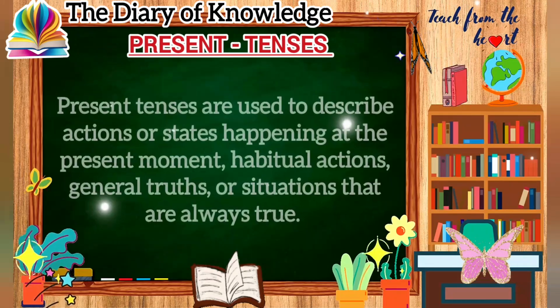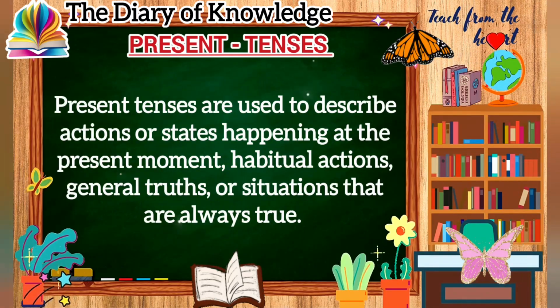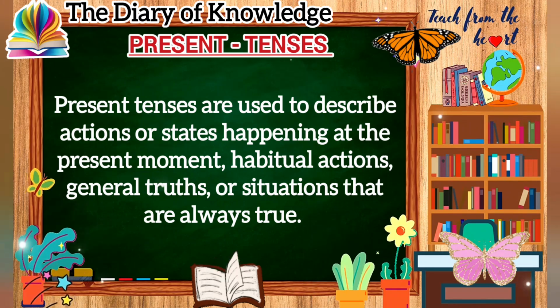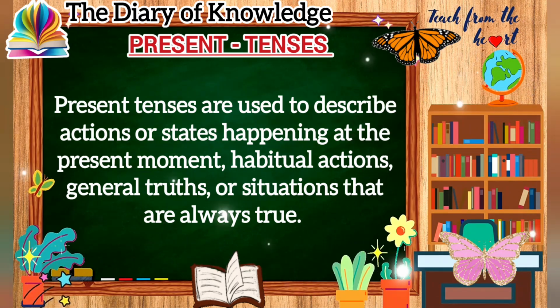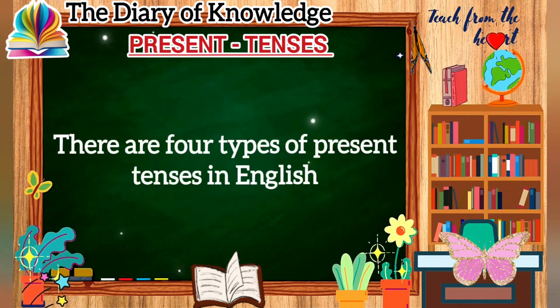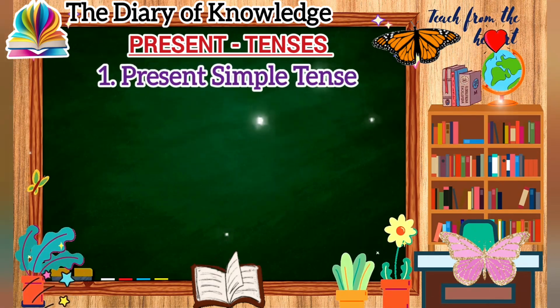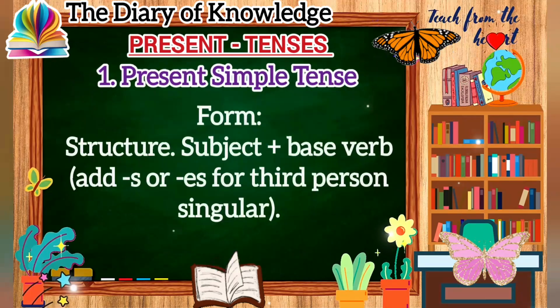Present tenses are used to describe actions or states happening at the present moment. Habitual actions, general truths, or situations that are always true. There are 4 types of present tenses in English. 1. Present simple tense form.